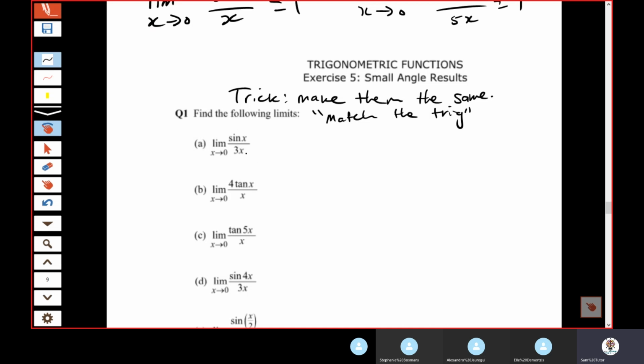So match the trig means exactly what you see in your trig function. So sine 1x, the bottom's got to become 1x as well. Now obviously that's not allowed. You can't just make the 3x into an x. So what you do, you're taking out the 1/3. A third times this is back to this original question. But what do we know the answer to this bit being? Obviously 1. 1/3 times 1. The answer is just 1/3.